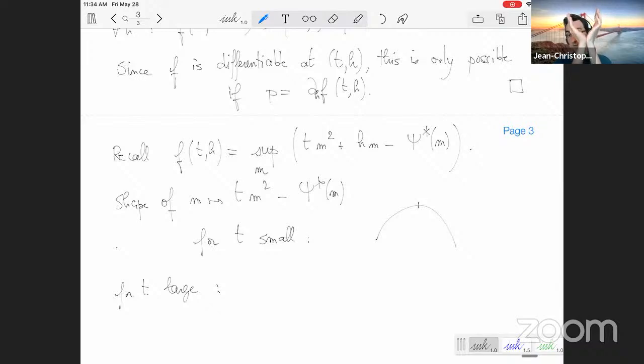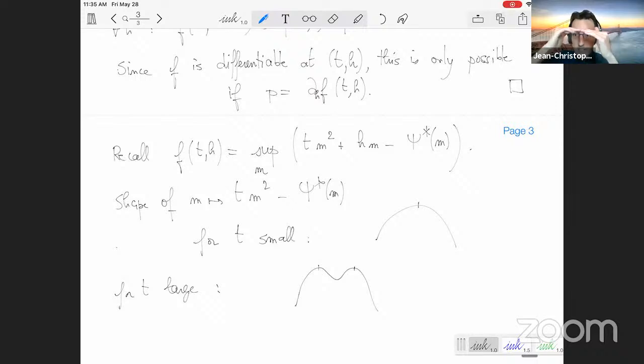So at some point, this will start to dominate near the origin, and it will create a bump around the origin. So for t sufficiently large, the function will start to look like this instead. You see, this tm square is going to create some cavity at 0, and therefore the optimizers in this case will be two, perfectly symmetric, and they will be here.